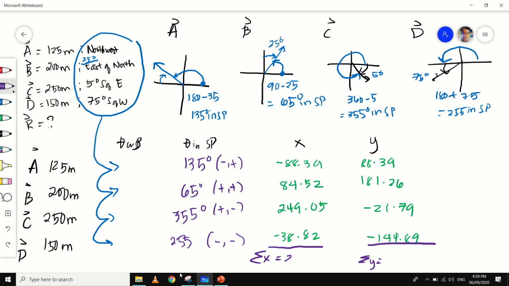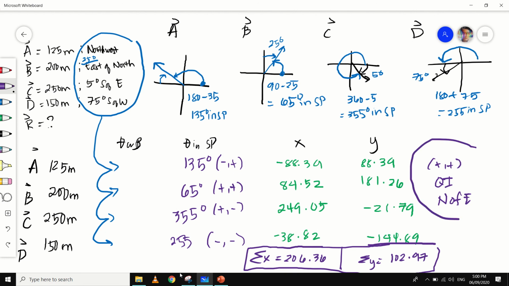So, x is 206.36. That's in meters. And then, summation of y is 102.97. What can we observe in the summation of x and summation of y? They both have positive components. It means that they are in the first quadrant and your direction is north of east. Okay, so we're going to check this mamaya sa graphical and then end our solution din sa sunod.